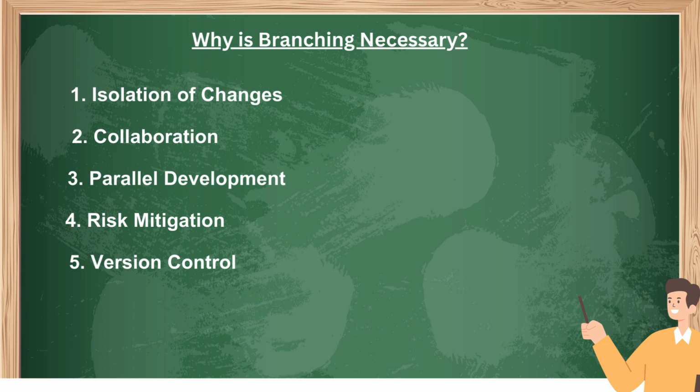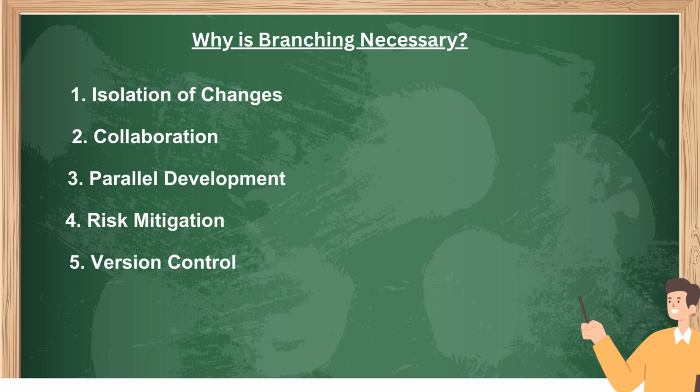The next point is risk mitigation. Branching reduces the risk of introducing bugs or breaking the code base. Since changes in the branch are isolated, you can test and review them before merging them into the main project. If something goes wrong, it is easy to revert the branch without affecting the rest of the code.